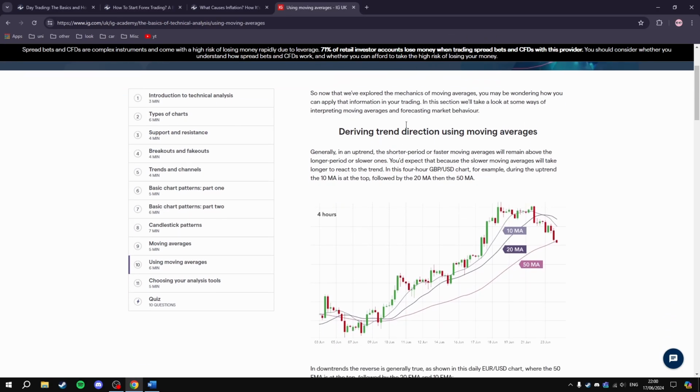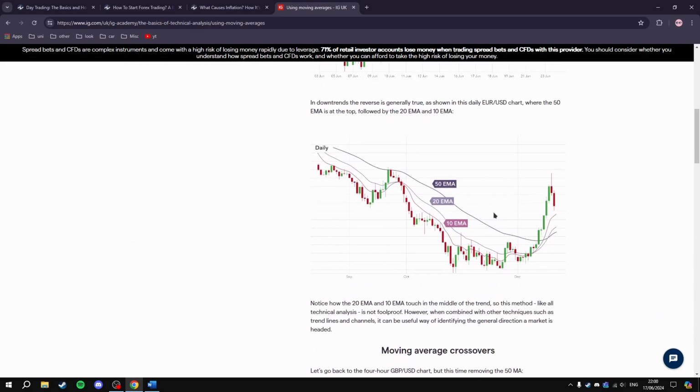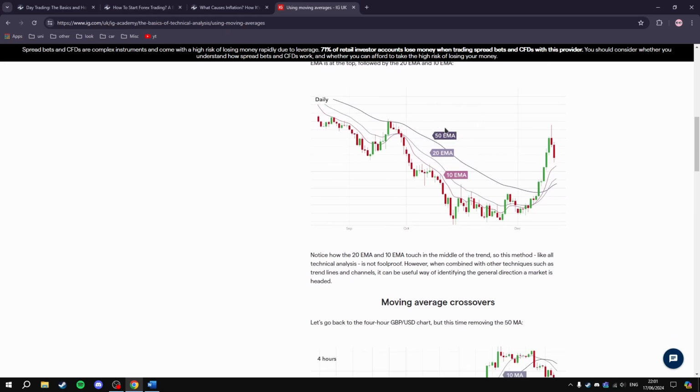So generally in an uptrend, the shorter period or the faster moving average will remain above the longer period or the slower moving average. So for example, in this example here, the 10 period moving average is going to be above the 50 period moving average. That means the 10 period is faster than the 50. And then in a descending trend, the opposite is true, so the slower moving average is going to be on top of the faster moving average.